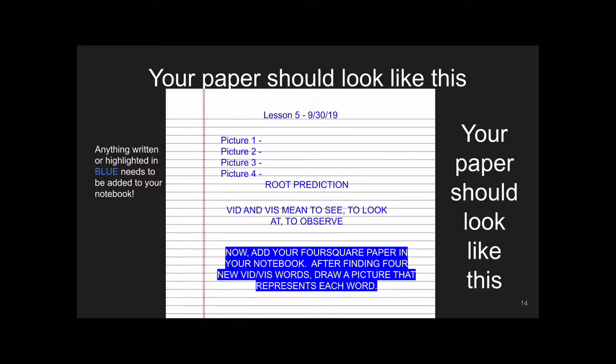Remember, if you need to pause the video, you can. Now down below, I've left a highlighted in blue, and I wanted to bring that to your attention, but you don't have to add that in. So what I want you to do is go add your 4-square paper, which is your 4 squares around the center root. We've used that before. Add that to your notebook, and after finding 4 words that contain viz and vid, I want you to draw some type of picture representation for each one of those words.